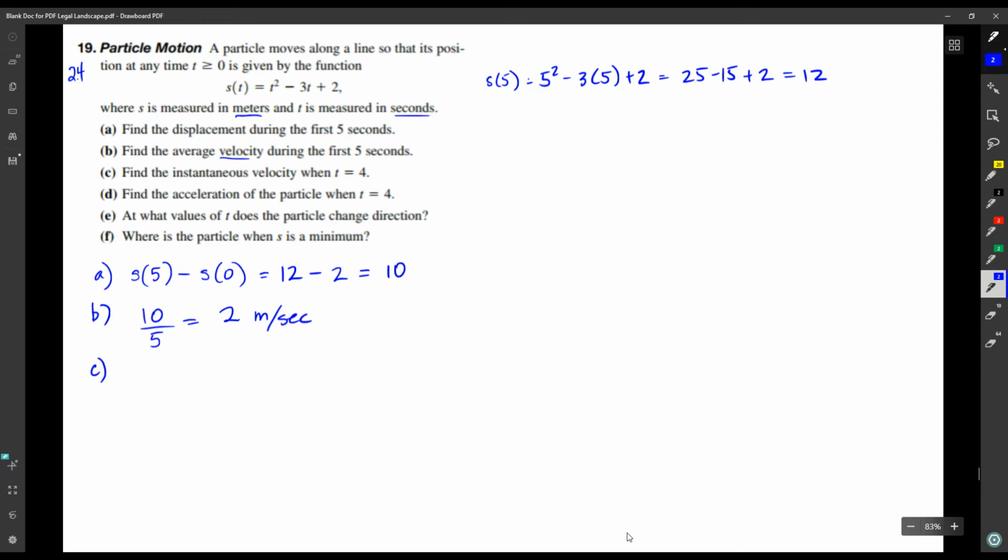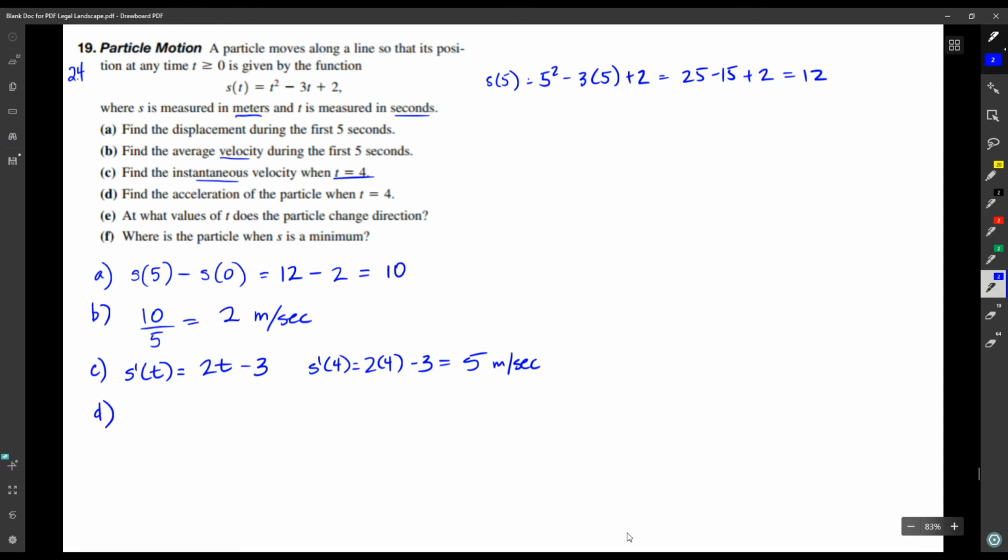Let's go to part C. Find the instantaneous velocity when t is equal to 4. Instantaneous velocity, or instantaneous rate of change, IROC, is asking us for the derivative. We want the rate at a moment. So we need S prime. S prime of t is, by the power rule, 2t minus 3. And then we want S prime's value at t equals 4. So S prime of 4 is 2 times 4 minus 3, and 8 minus 3 is 5. And that's a rate, so that's also in meters per second.